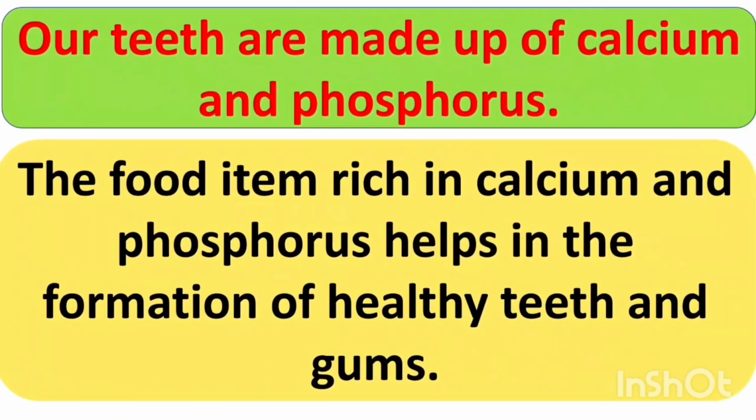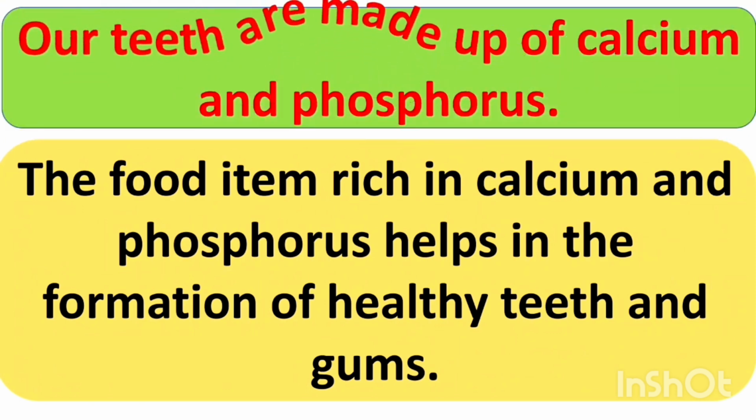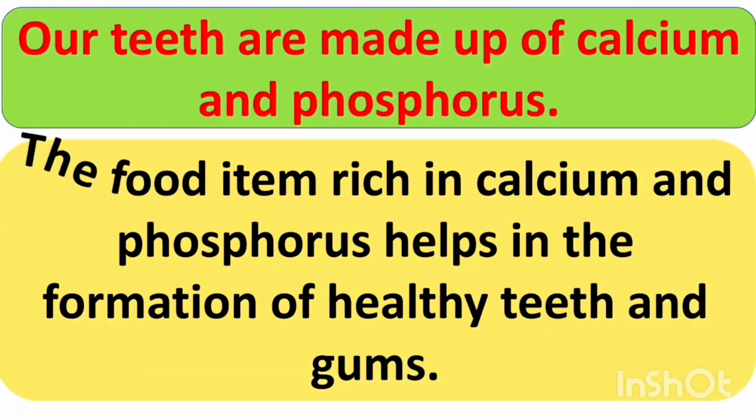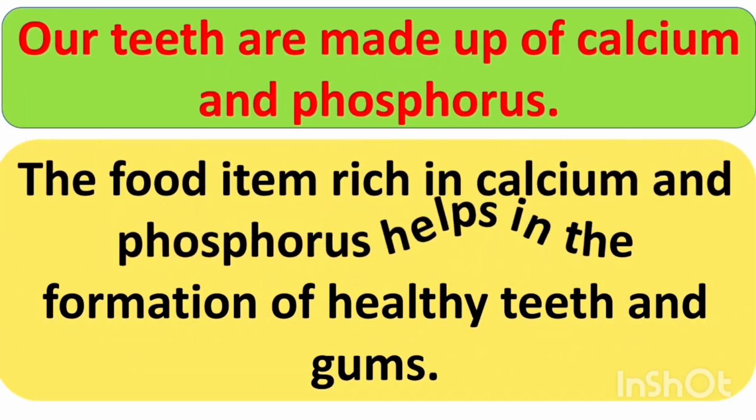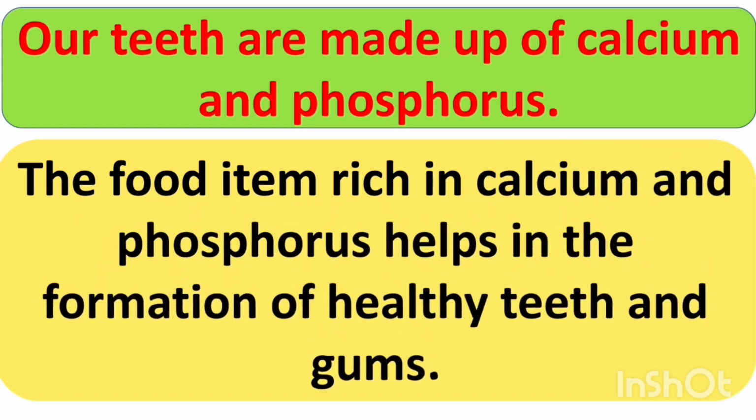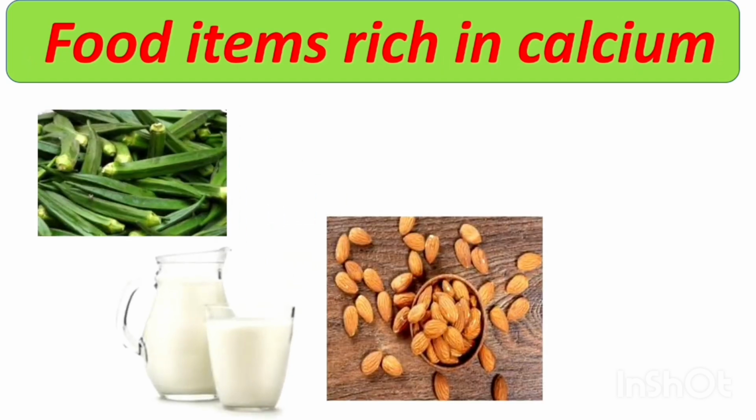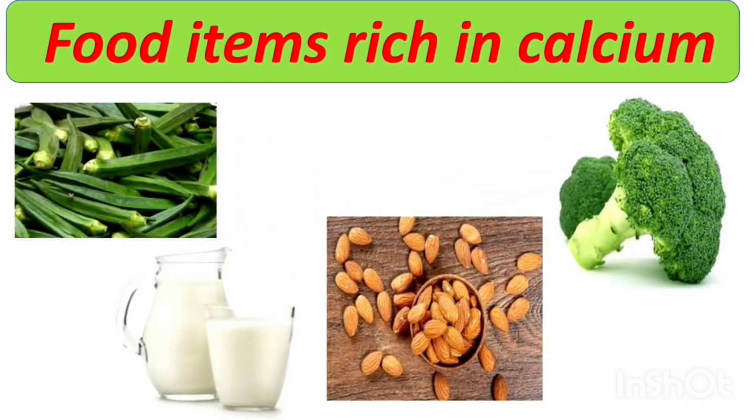Now let's see what are the food items rich in calcium. Teeth are made up of calcium and phosphorus. The food items rich in calcium and phosphorus help in the formation of healthy teeth and gums. Now let's see what are the food items rich in calcium. They are milk, almond, ladyfinger and broccoli.